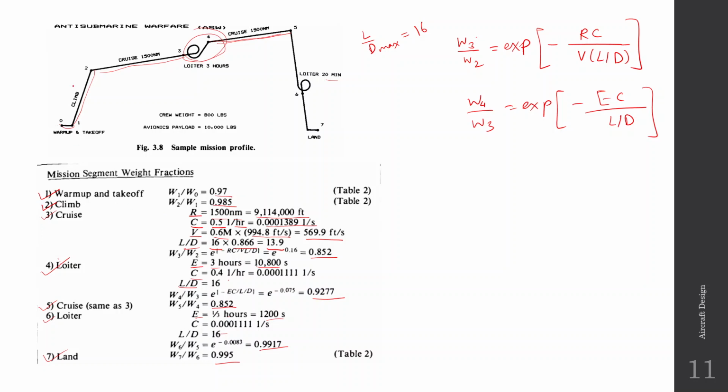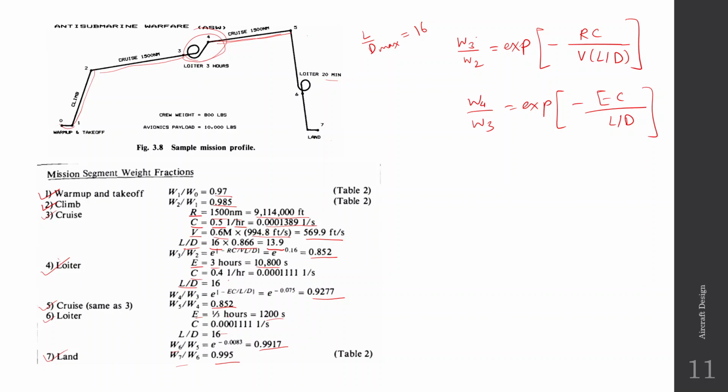Usually we segment the flight profile like 0, 1, 2, 3, 4, 5, 6, and 7. So there are 7 segments here, and we calculate the weight ratio for each of the segments, like W1 by W naught, W3 by W2. So all of these weight ratios have been calculated. Some of the data has been taken from historical data, and some has been calculated using the formula.